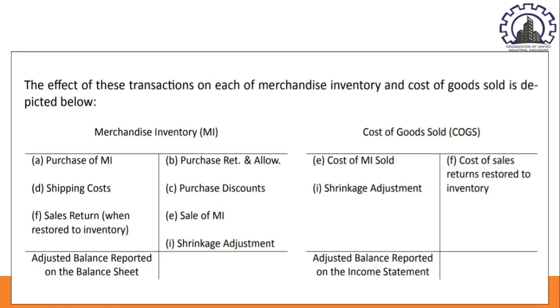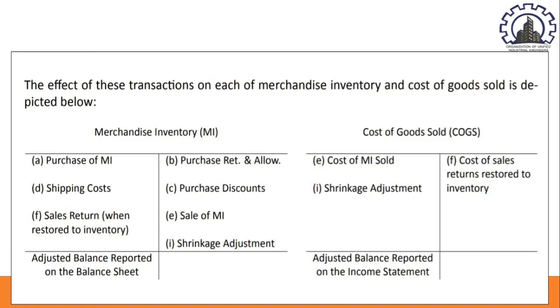On the other hand, in my right corner, you have the cost of goods sold, or COGS. Under the debit side, you have cost of merchandise inventory sold and shrinkage adjustment. And on the credit side, you have cost of sales returns restored to inventory.